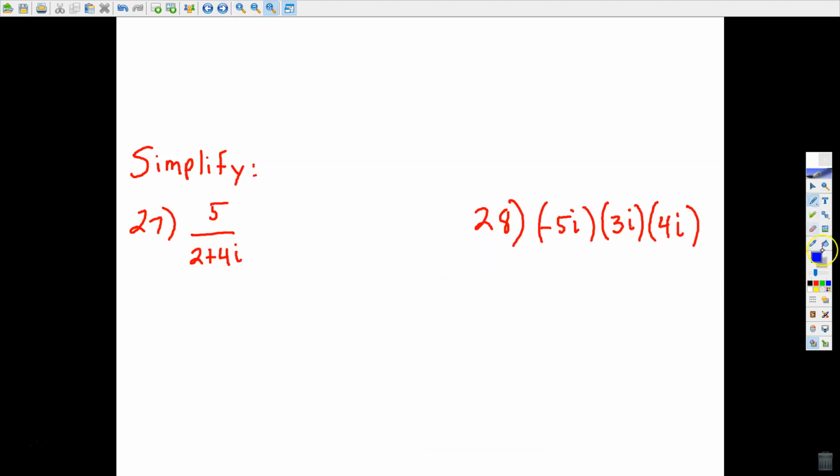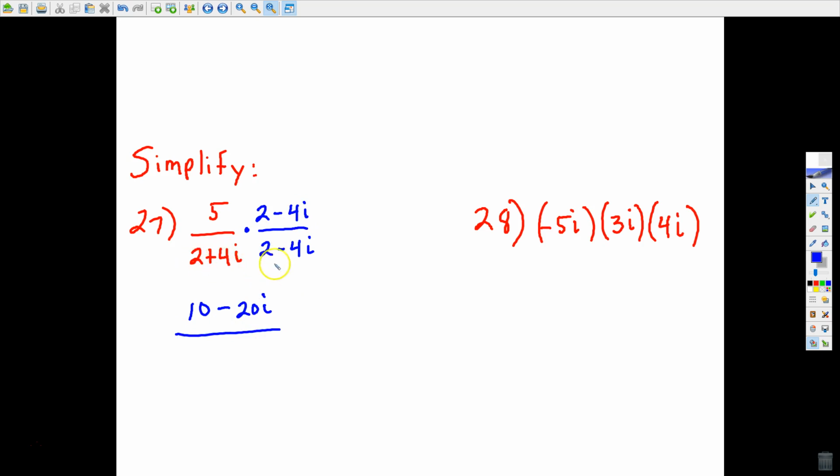Okay, so for number 27, whenever you have a complex number in the denominator and you're asked to simplify, you use what is known as the conjugate. And the conjugate of 2 plus 4i is 2 minus 4i. You just change the sign in the middle. And now we're just going to multiply on the top. I'll just bring this down here. Distribute 5 to both of these. 5 times 2 is 10. Minus 5 times 4i is 20i.